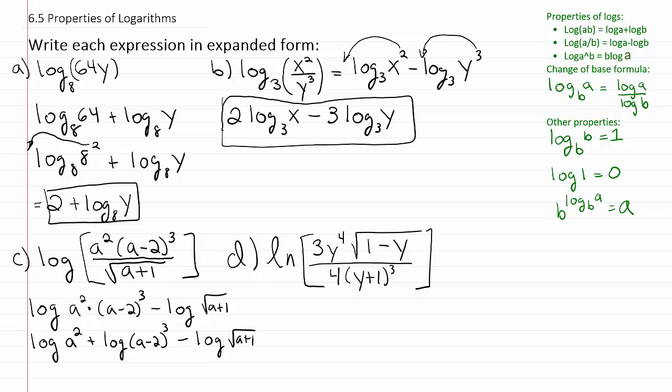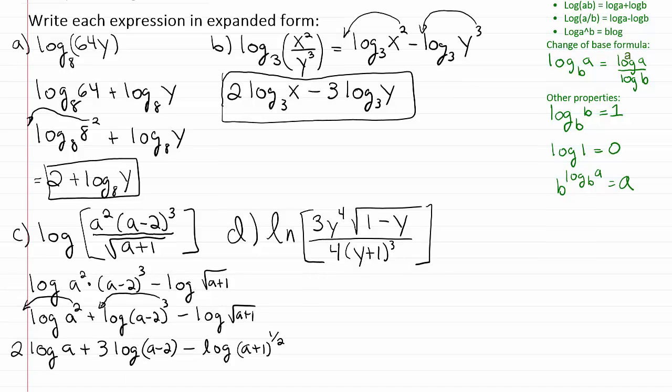Now we have to deal with the exponents, right? So this 2 can come out in front, and this 3 can come out in front. So we'll end up saying now that we have 2 times the log of a plus 3 times the log of a minus 2 minus log of a plus 1 to the 1/2 power. So I'm writing the square root as a rational exponent, and that will be our final step here, just to pull this 1/2 out in front. And that's the very last piece.